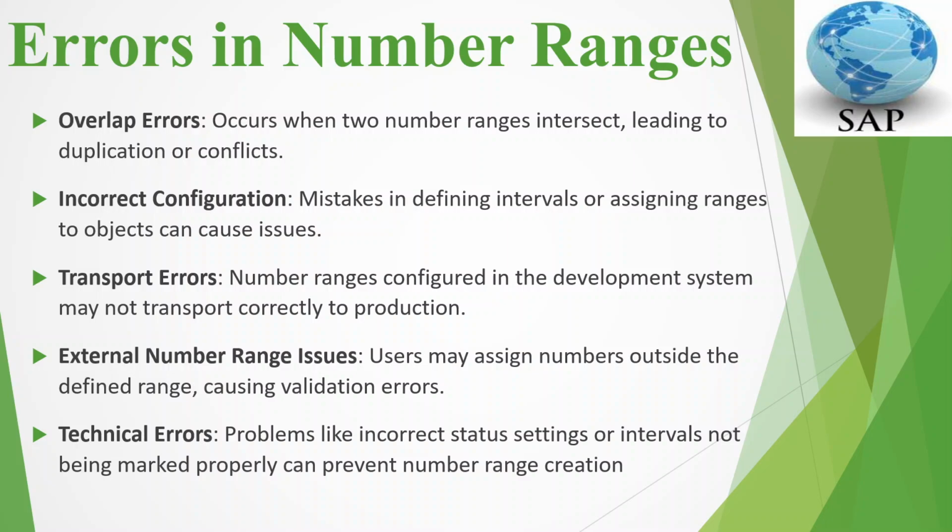Now, external number range issues. Users may assign numbers outside the defined range, causing validation errors. So sometimes if the users are not aware, then these kinds of issues can also come up in the picture. Technical errors. Problems like incorrect status settings or intervals not being marked properly can prevent number range creation. So sometimes it can have some technical errors as well. So these are all the different kinds of errors which can occur in case of number ranges used in the SAP system.